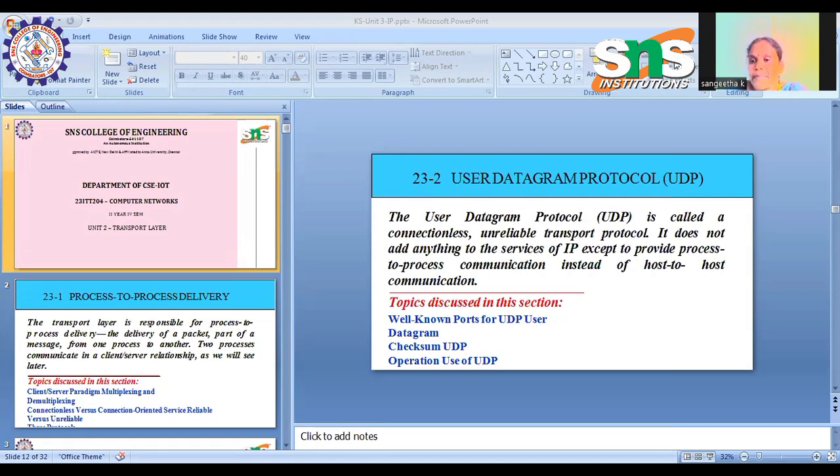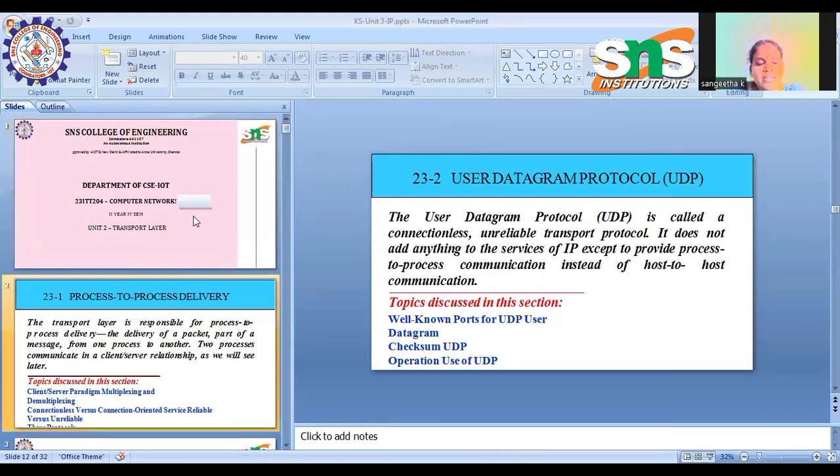Today we're going to discuss the transport layer. The transport layer is important in the ISO OSI protocol stack or TCP/IP, which plays a vital role in data transmission. In this, each layer is responsible for doing some task, right? The transport layer is responsible for process to process delivery.